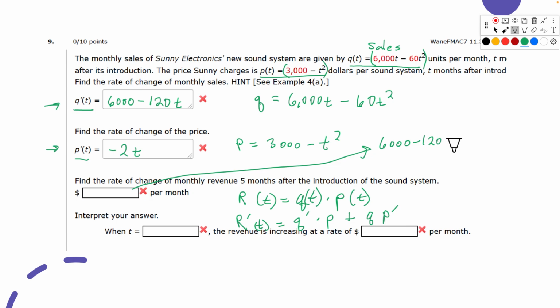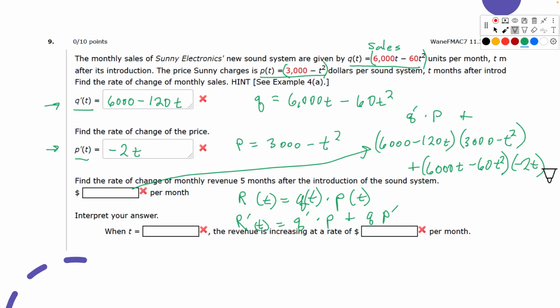6,000 minus 120t, right? Derivative of q times p, and p is the original. It's right here, 3,000 minus t squared, and then it's going to be plus. So I'll put the plus, and I'll come down here. Q, the original q, which is 6,000t minus 60t squared, times the derivative of p, and the derivative of p is negative 2t. And again, you can multiply those out.